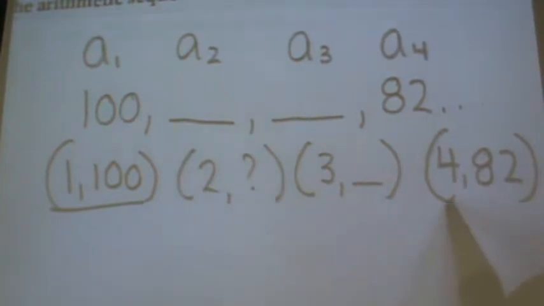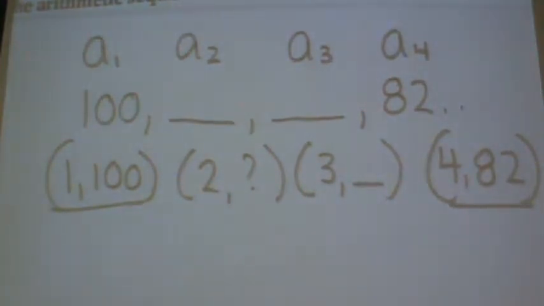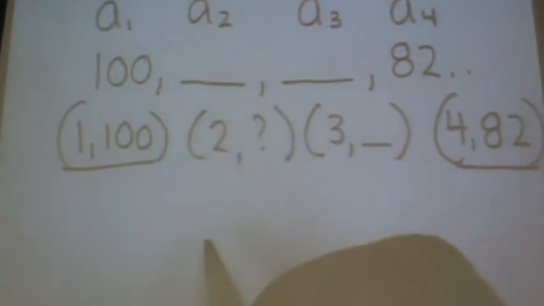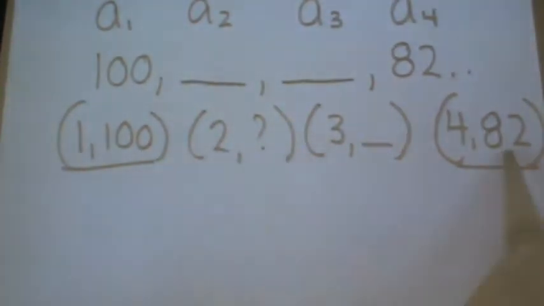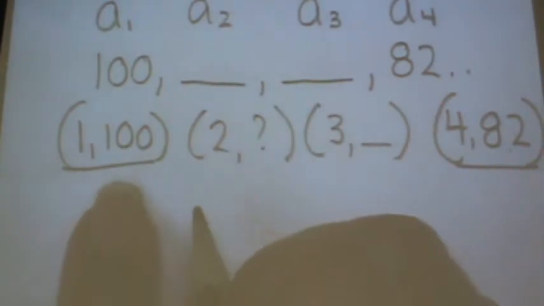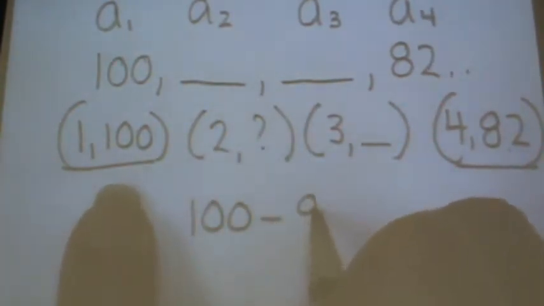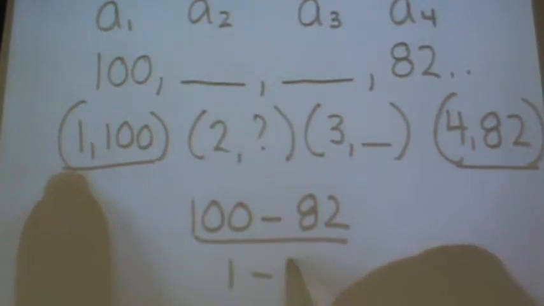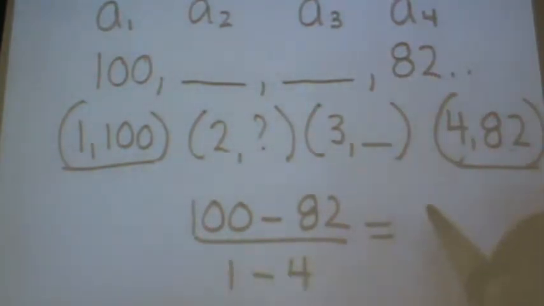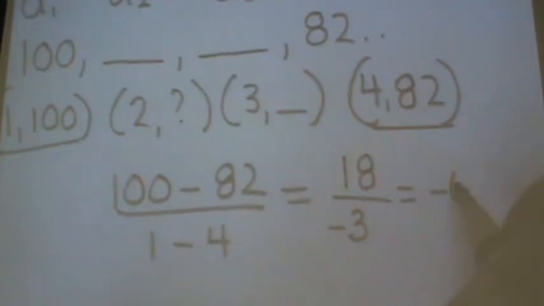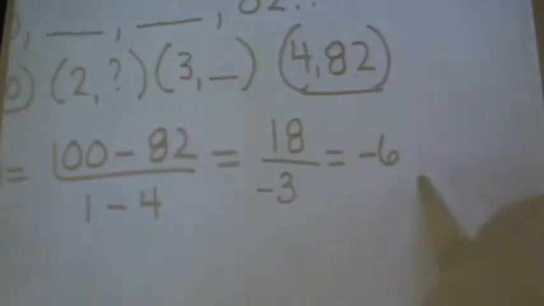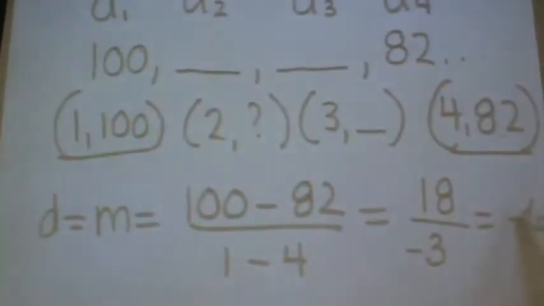You're going to take these 2 points and pretend like you're finding the slope of these 2 points. Do you remember how to do this? What's the slope formula? It's the difference of the y's, so 100 minus 82 over 1 minus 4. What's 100 minus 82? 18. What's 1 minus 4? Negative 3. So m, which is really d, is minus 6. So what's happening? This is going down by 6.